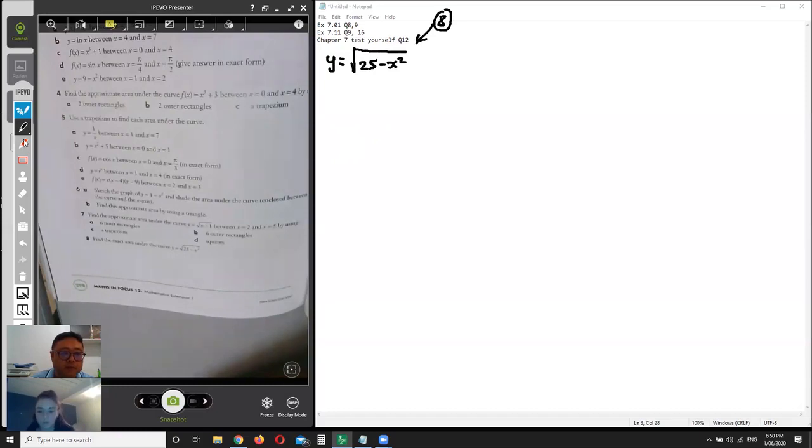Cool. Well, this is a good opportunity to go through it then. Let's start by squaring both sides. What do we get when we square both sides? Y squared equals 25 minus x squared. Okay, cool. Let's rearrange it to a form that we know. X squared plus y squared equals 25. And what's like that? The circle. Yep, so that's a circle, right?